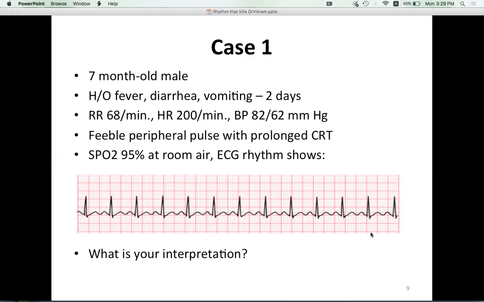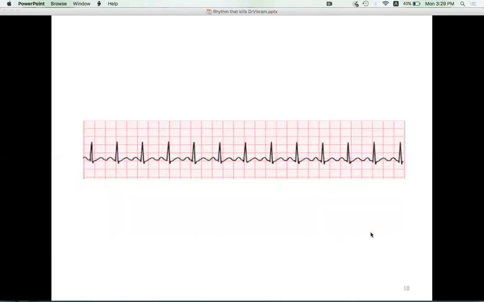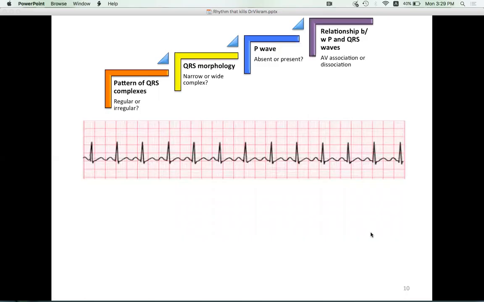The saturation is 95% at room air, and ECG analysis shows this rhythm. So what is your interpretation? Let us go step by step and apply this flowchart. Is it tachycardia? Yes, it's a tachycardia.